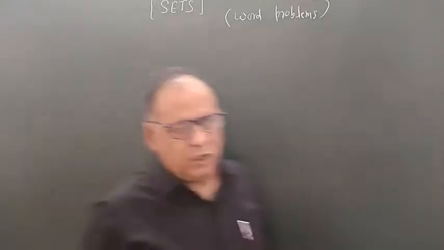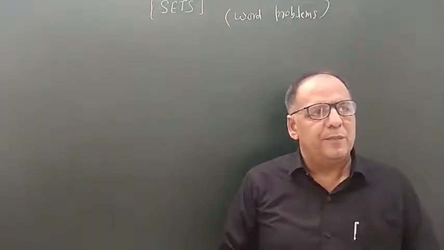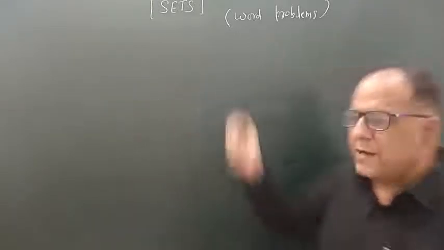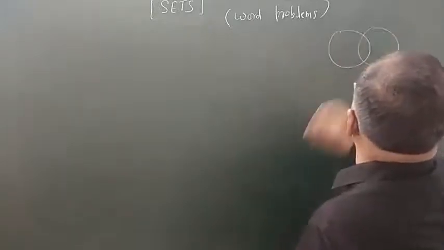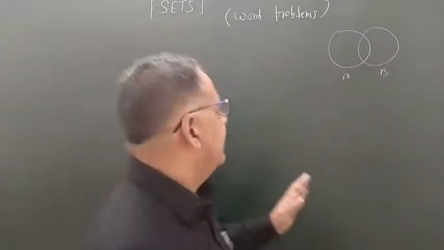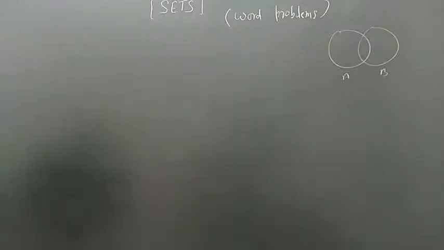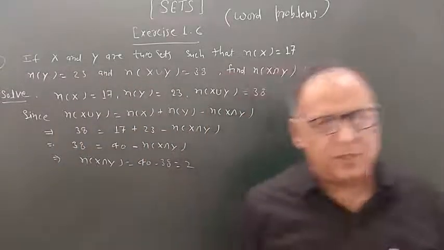Now, using these identities, we solve some word problems using these formulas and with the Venn diagram method also. And then we compare which method is easier for solving word problems. So I am starting exercise 1.6. There are 4 or 5 questions.